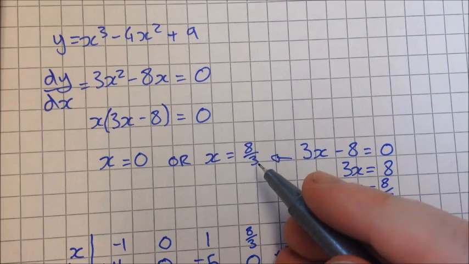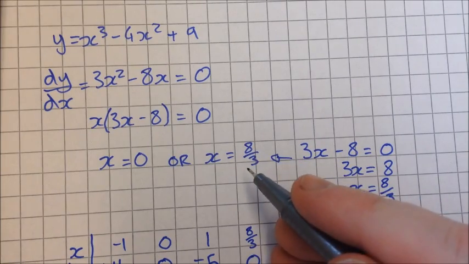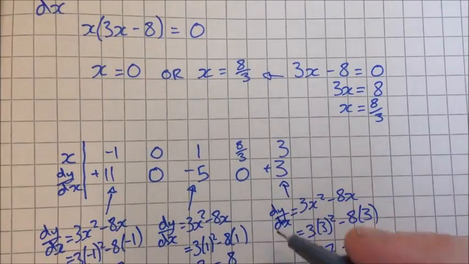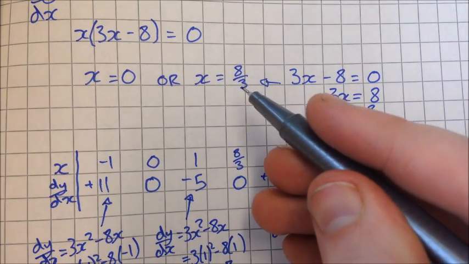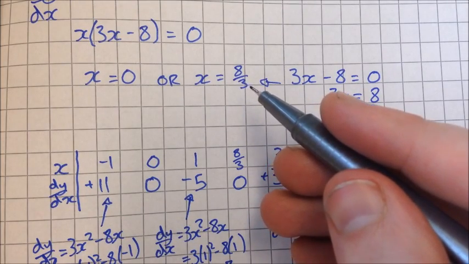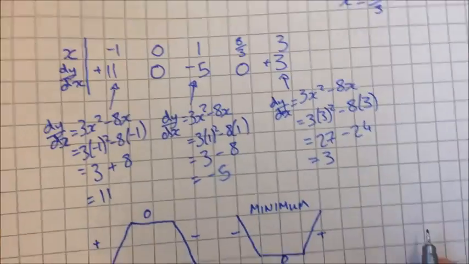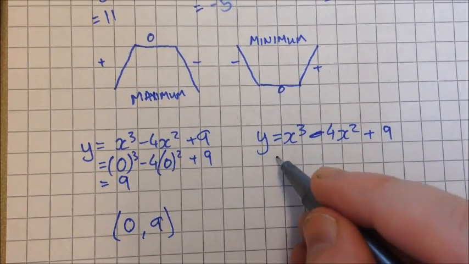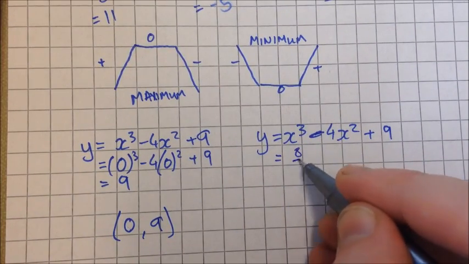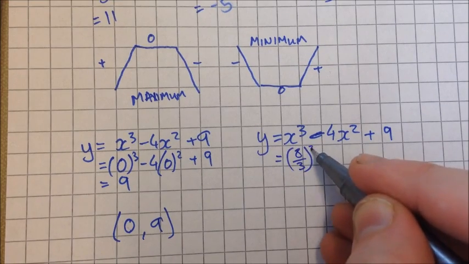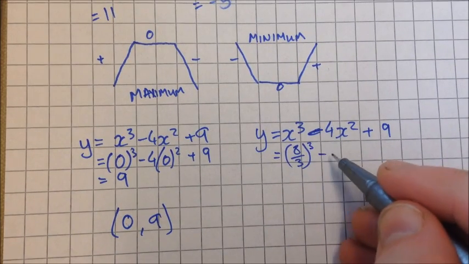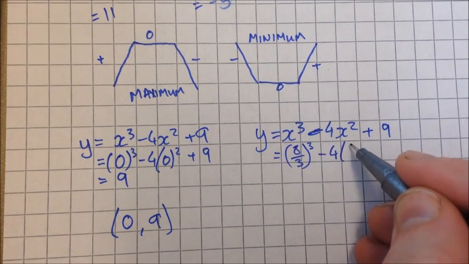Now, I would keep this 8/3 like this. I know I've used 2 and 2/3 when I was drawing this table, but it really helps leaving it as a top heavy fraction for when you're putting it into a function. So I'll show you that now. We just substitute it in.